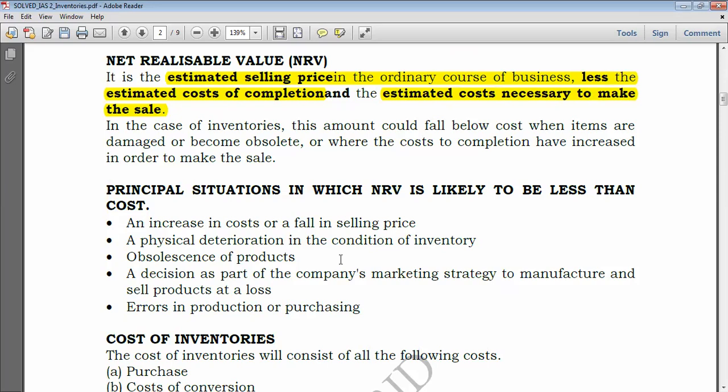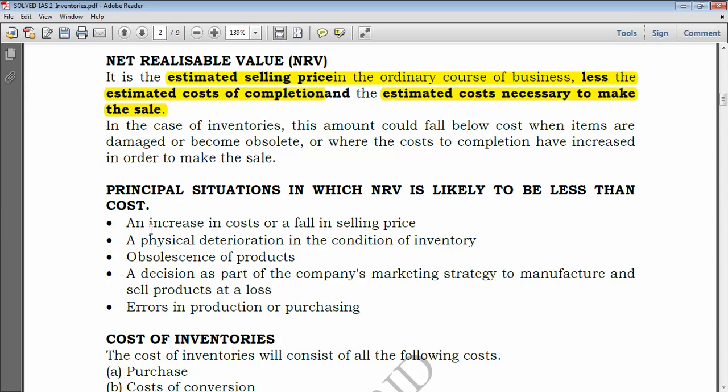These are just some examples. You just mention anything that would either make the cost higher, or anything that would make the net realizable value lower. If you look above, you could see that there could be an increase in cost or a fall in selling price. That makes sense: if the selling price falls, NRV would fall. If the estimated cost necessary to make the sale rises, NRV would still fall. That's just the natural phenomenon.